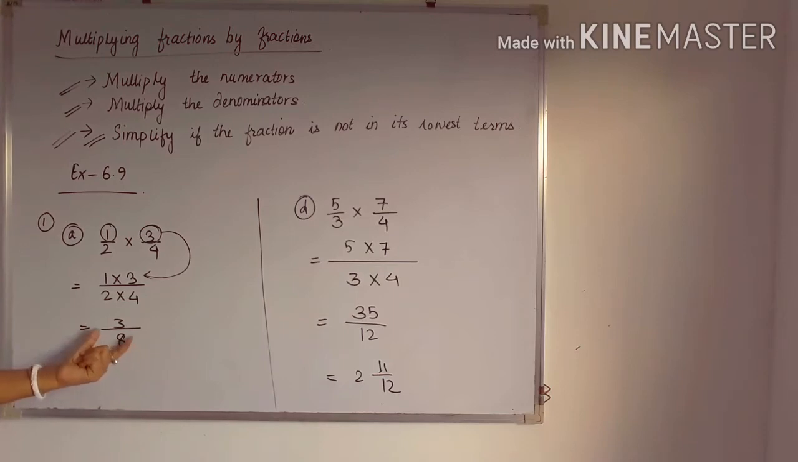So the final fraction is a proper fraction. Therefore, already it is in its lowest term, so no need to reduce. Okay, so this is the final answer.